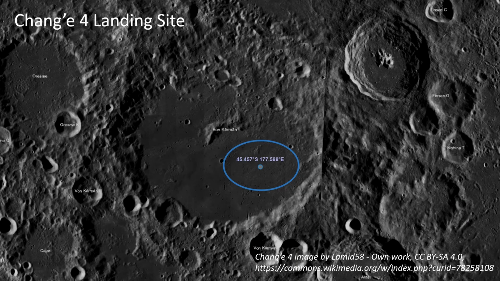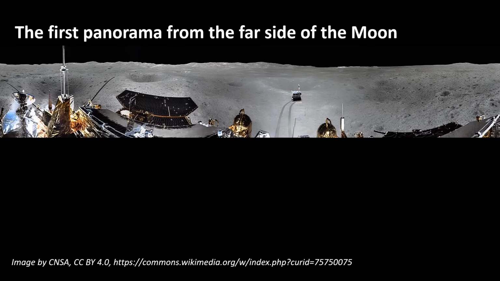Here's an image of the Chang'e 4 landing site. And here is the first panorama from the far side of the Moon.